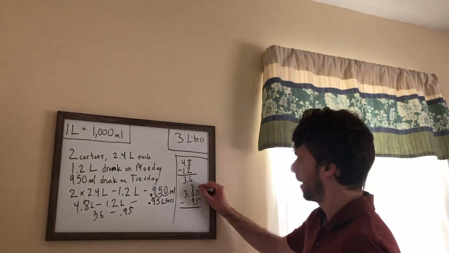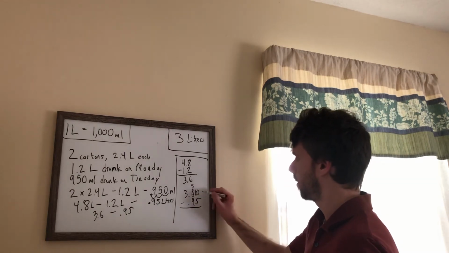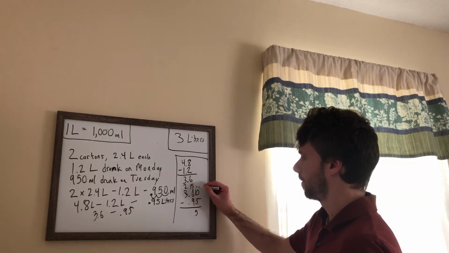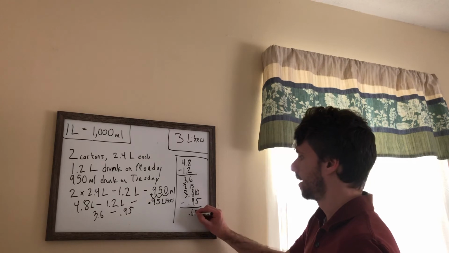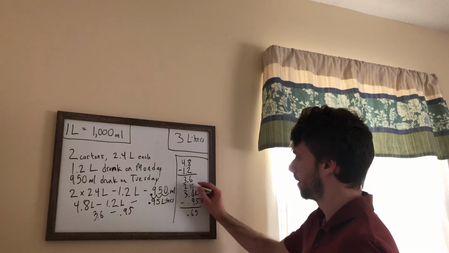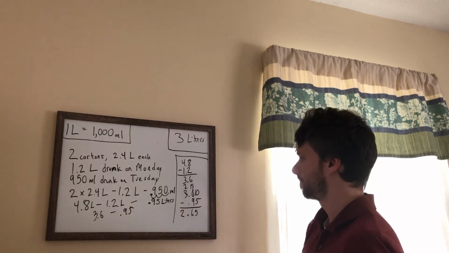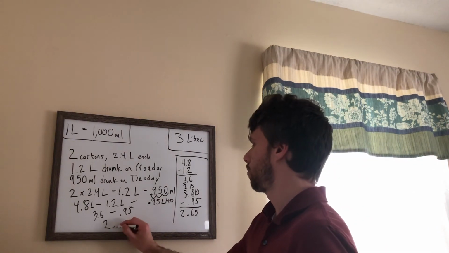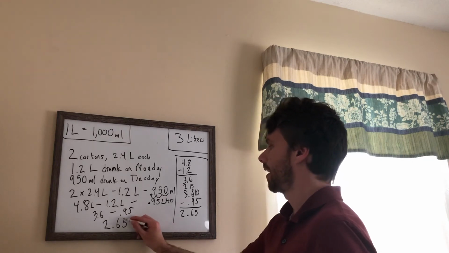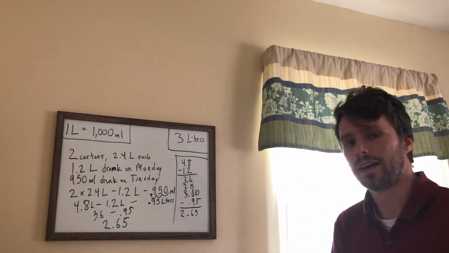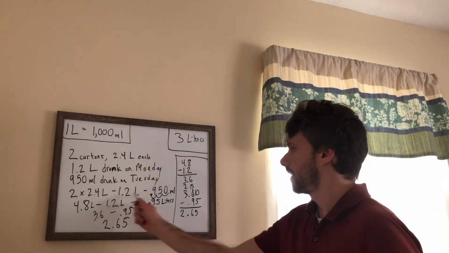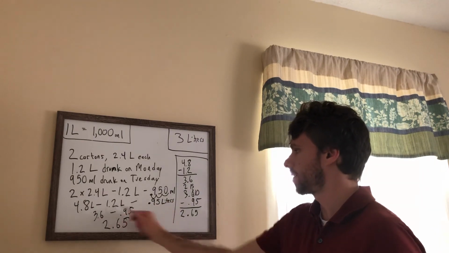So let's just go ahead and we're going to have to borrow. 10 minus 5 is 5. 5 minus 9, we're going to have to borrow again. 15 minus 9 is 6. And then bring over the decimal, and then 2 minus 0 is 2. Okay, so what does this say? This says that 2.65 is our answer. Now, is our answer in liters or milliliters? It is in liters, because all these three are liters.